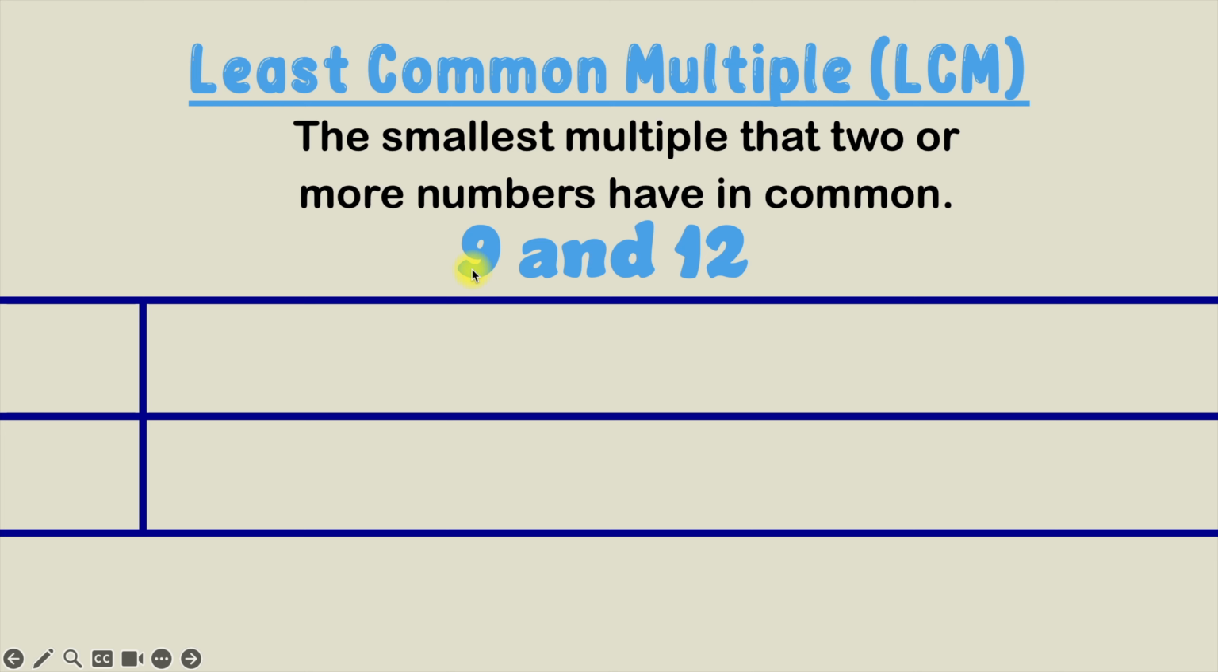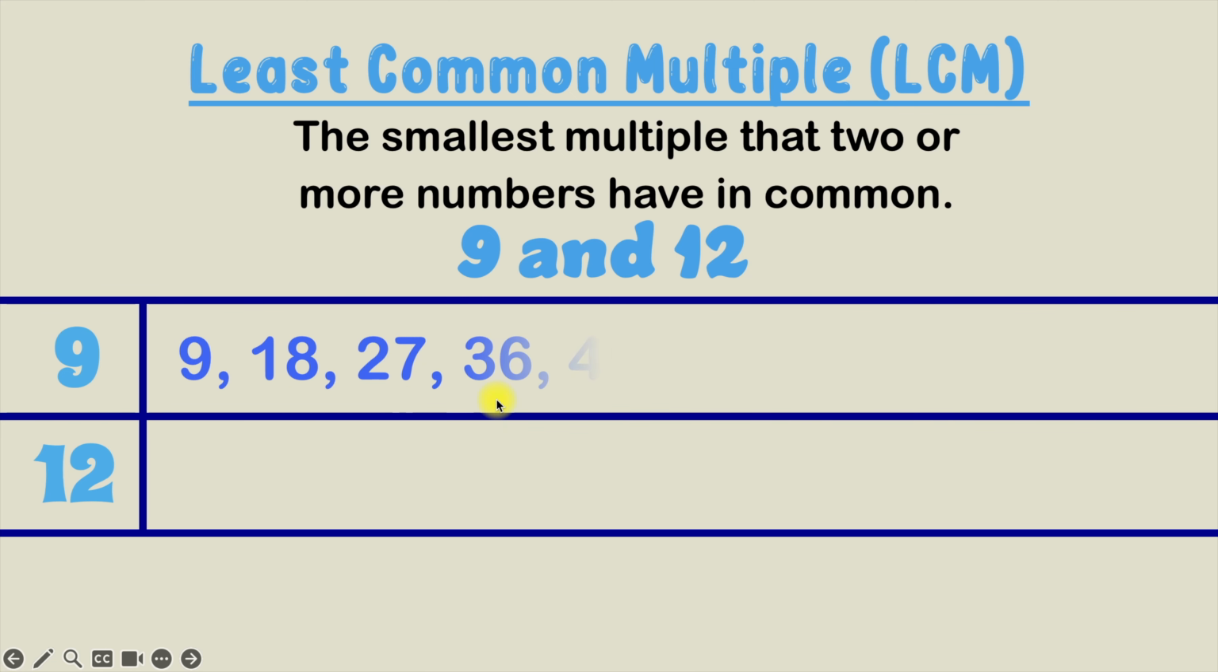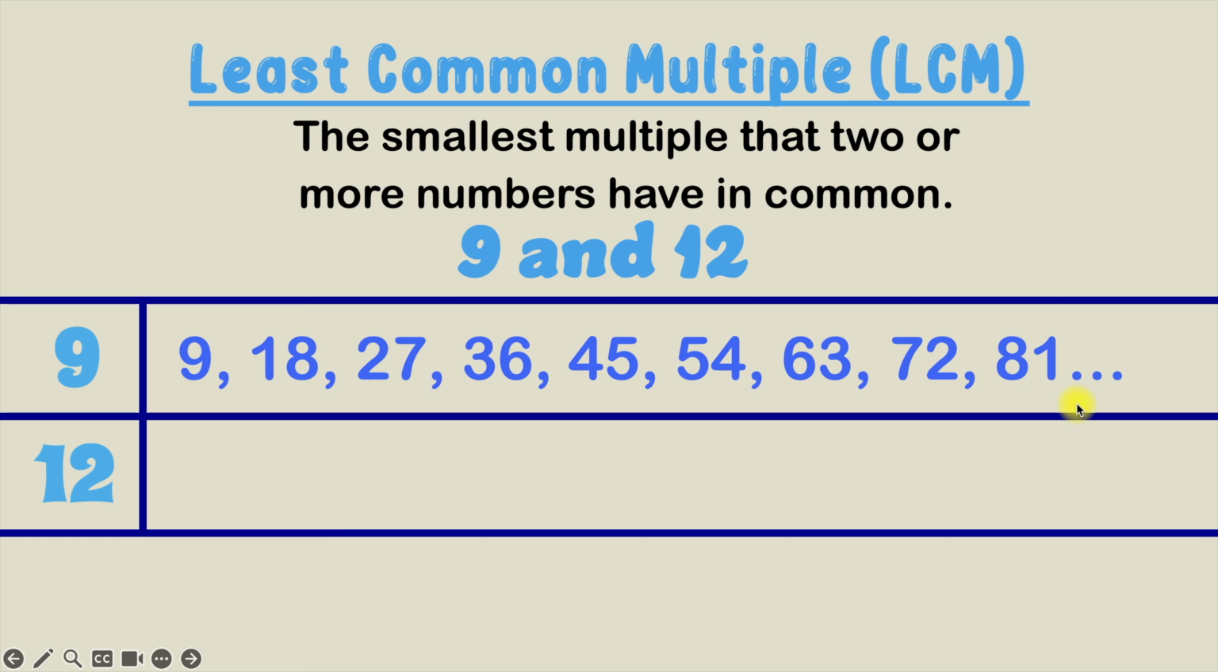Here we're talking about the numbers 9 and 12. So here I'll put the number 9, and here I'll put the number 12. The smallest number we have here that we're talking about is the number 9. So we'll start by writing about 10 multiples of 9. So let's do it. 9, 18, 27, 36, 45, 54, 63, 72, 81, and so on. If we need to use more, we can always use more, but that's a good list.